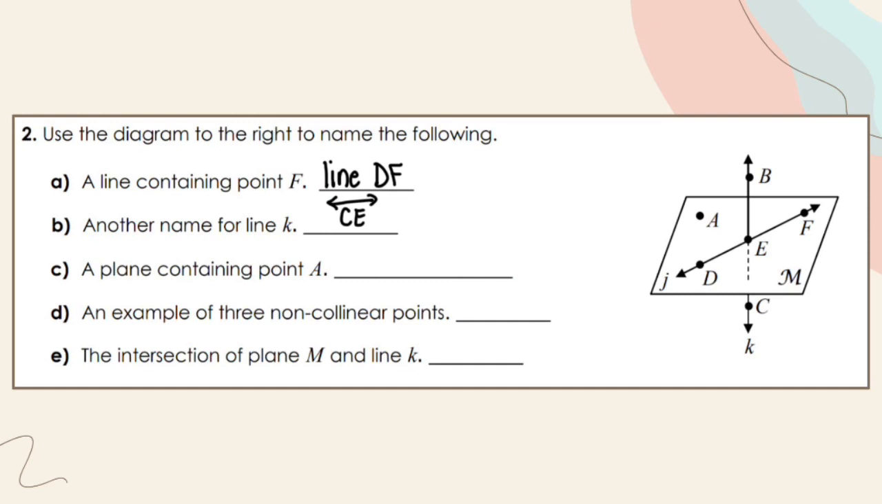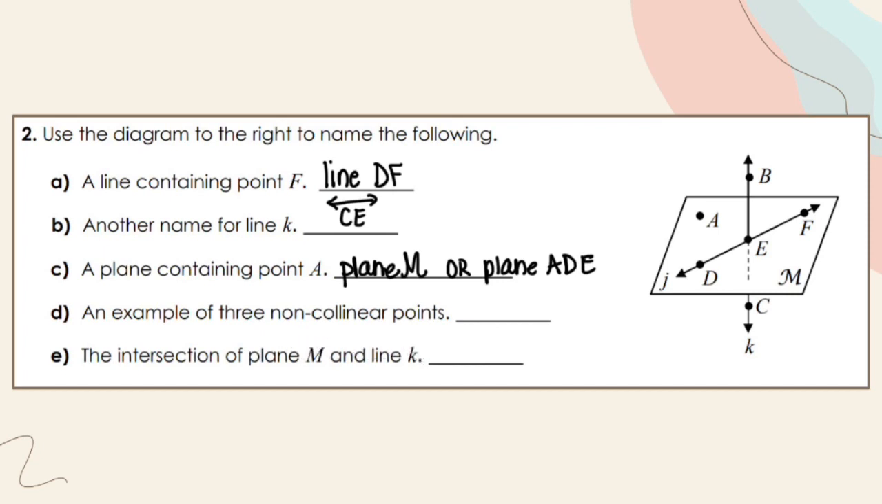A plane containing point A. So here is point A. Our plane is labeled by this cursive M, or we can name a plane by any 3 non-collinear points. So like A, D, and E, because they are not all 3 on the same line, we can use that to name our plane. So I'm going to put both of those here because we haven't had an example with a plane yet. So plane M or plane ADE.